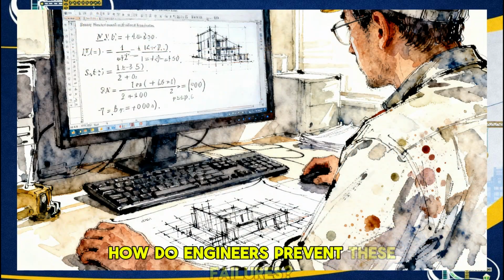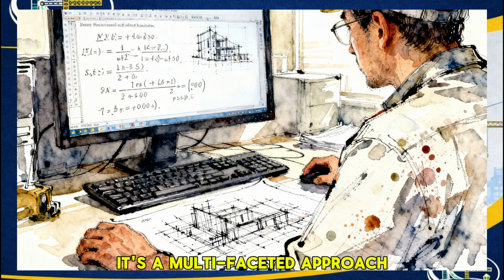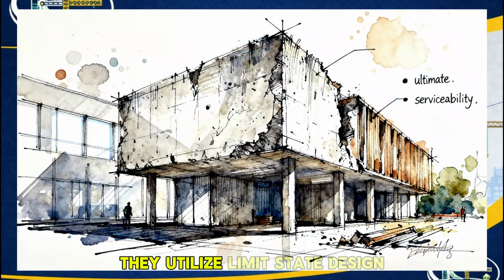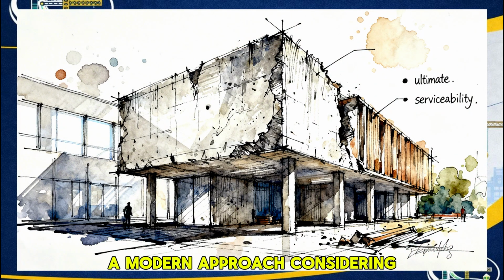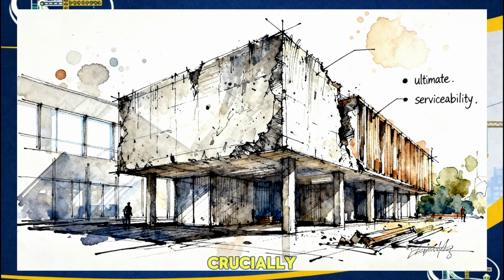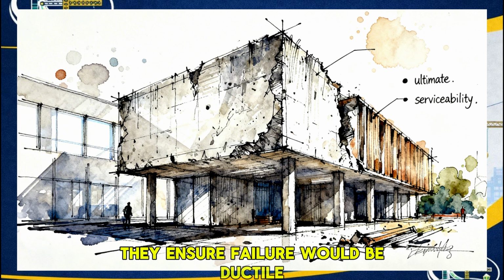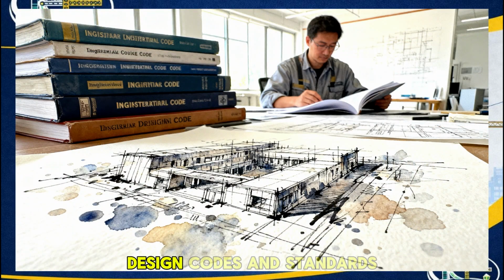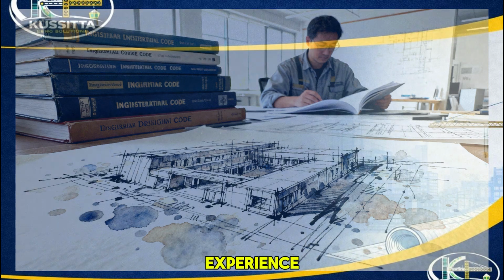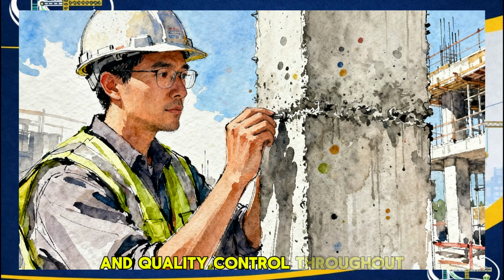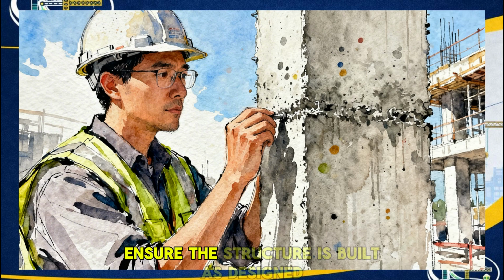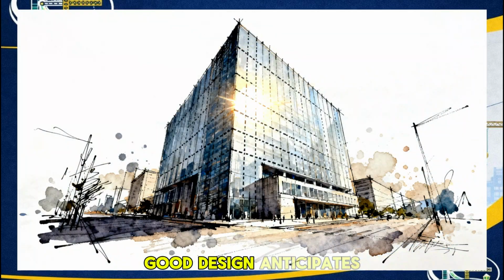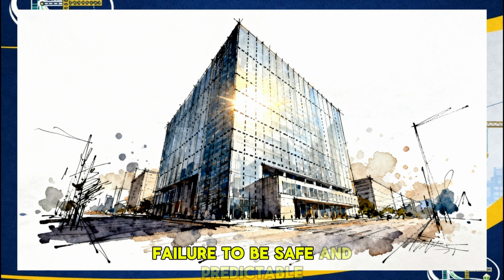How do engineers prevent these failures? It's a multifaceted approach. They employ safety factors, multipliers applied to design loads. They utilize limit state design, a modern approach considering various failure conditions. Crucially, they ensure failure would be ductile. Engineers rigorously follow design codes and standards built upon decades of research and real-world experience. Continuous inspections and quality control throughout construction are vital to ensure the structure is built as designed. Good design anticipates how a structure could fail and actively controls that failure to be safe and predictable.